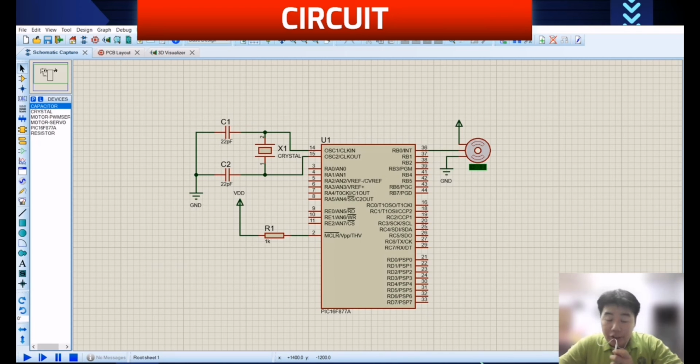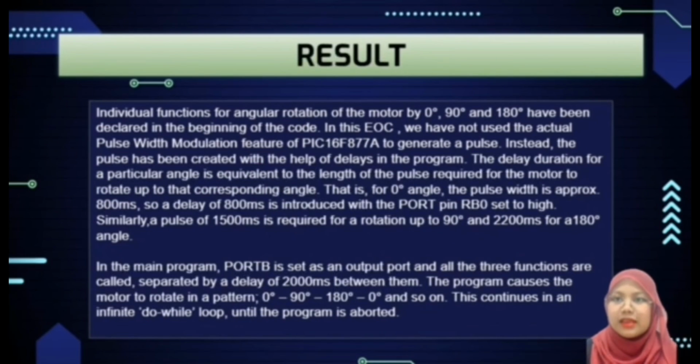And this is the circuit for our EOC. The servo motor is connected to port B, RB0, and port B is used for data transmission. Next is the result. Individual functions for angular rotation of the motor by 0 degrees, 90 degrees, and 180 degrees have been declared at the beginning of the code.